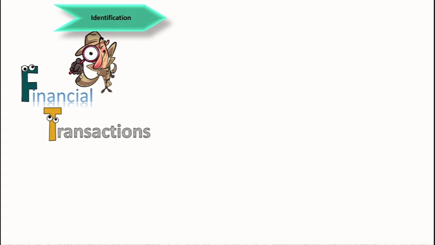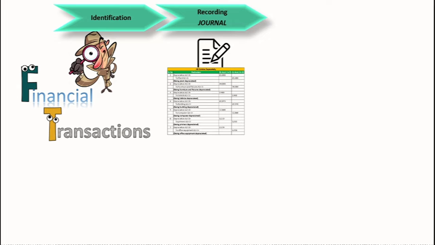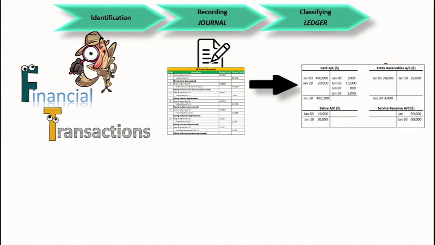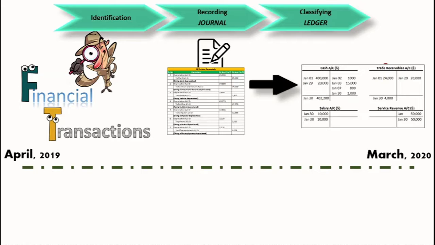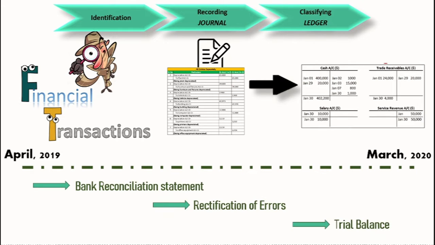By now, you all know about the process of accounting, wherein we identify the financial transactions, record them in the journal, and post it into the ledger. Now, ledger gives the balances of different accounts. Now, these steps continue during the financial year. And in between this process, bank book is reconciled with the cash book, errors are traced and rectified, and the trial balance is also prepared to know the arithmetical accuracy.